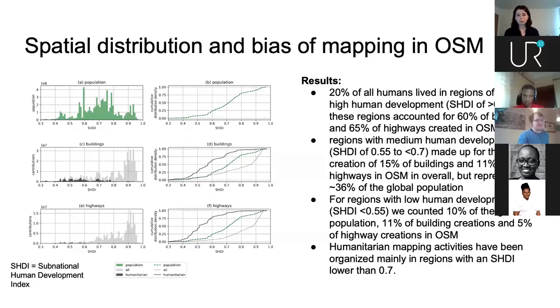And vice versa, if you look at the other way around, in regions with medium human development, you have 36% of the global population, but still only 15% of the buildings and 11% of the highways created in OpenStreetMap. Okay, so humanitarian mapping achieved something in the past 10 years, but still there's much more to do, as we can see by this mismatch here.